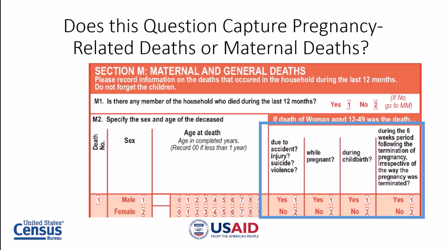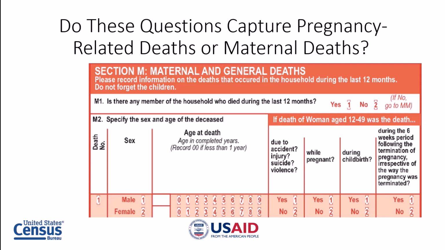Do these questions capture pregnancy-related deaths or maternal deaths? Yes, these questions capture both pregnancy-related deaths and maternal deaths. The questions ask for sex, age at death, and the questions in the square box capture pregnancy-related deaths. The addition of the question regarding accident, injury, suicide, or violence allows you to exclude those deaths from pregnancy-related deaths, and thus allows you to estimate maternal deaths.